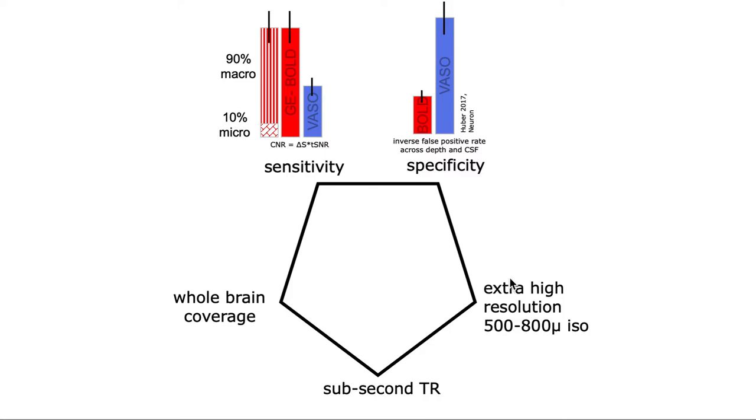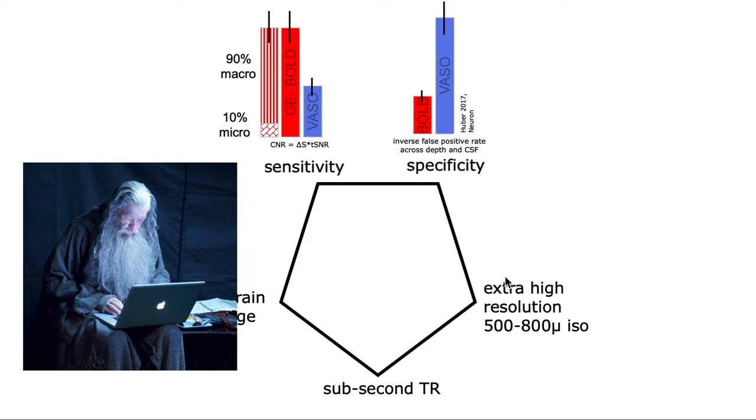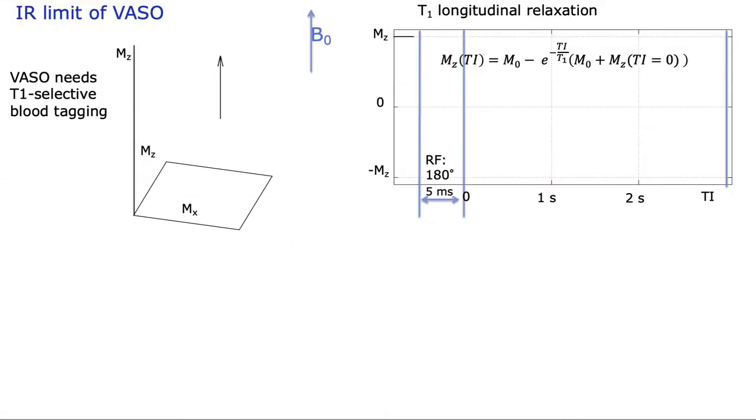And while this is mostly the case for hardware improvements, I want to focus mostly on software magic here and sequence improvements to push these acquisition parameters all at the same time with fewer compromises. So let's start with the coverage. How can we increase the coverage in VASO?